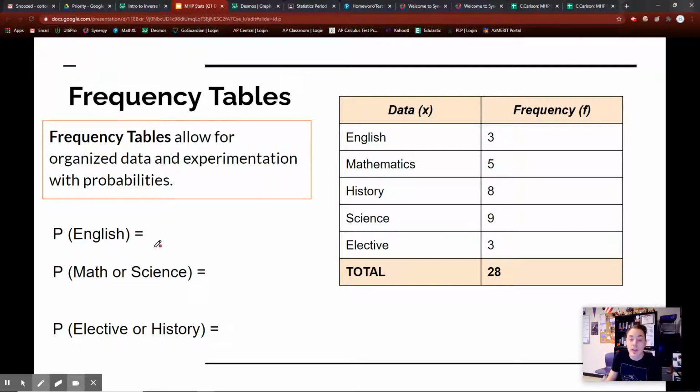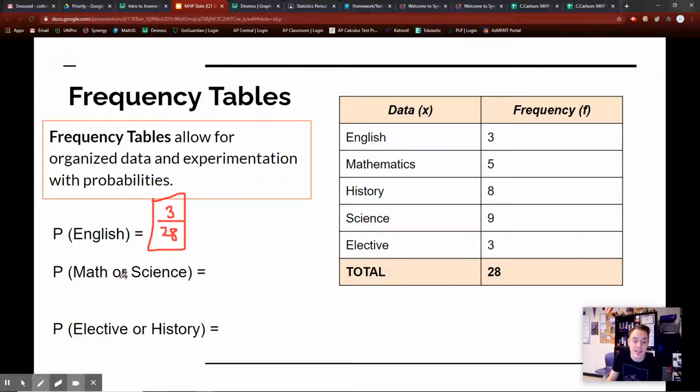Now, how many of you like English? Well, this is pretty straightforward. So 3 out of 28. Okay, and then we can reduce from there. I'm actually not going to give you decimals. I'm going to probably just stop it right there. I'm just going to leave it in simplified fraction terms. And I hope that's okay. So that's the probability of those who like English as their favorite subject.